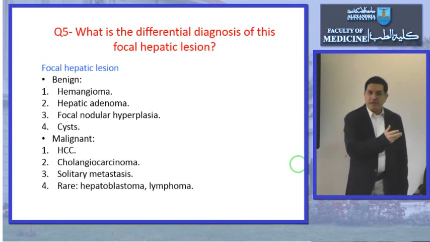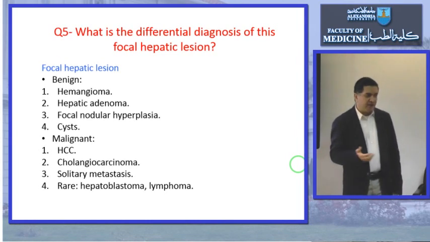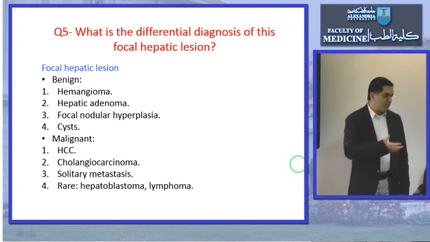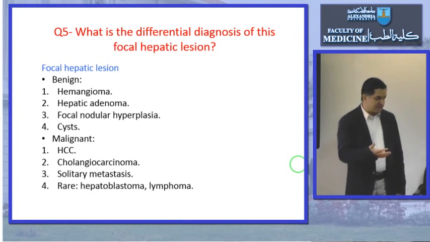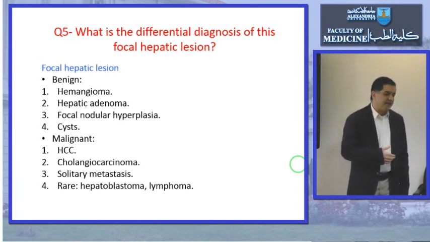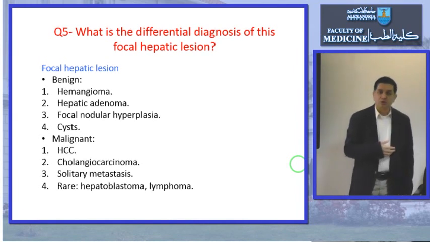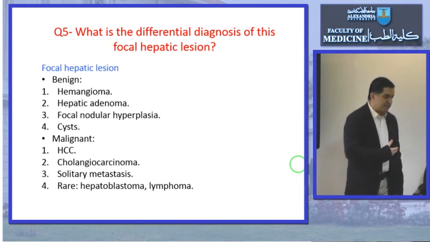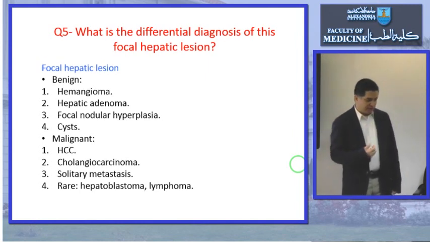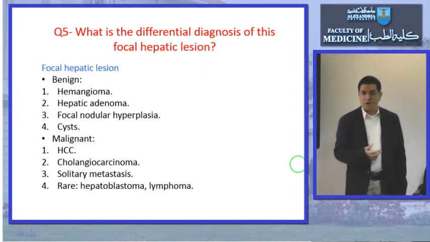Focal hepatic lesion can be benign lesions including hemangioma, hepatic adenoma, focal nodular hyperplasia, and sometimes cyst. Cystic lesions of the liver are actually of so many types, including simple cyst, hydatid cyst, cystic tumors, and so on. Malignant focal hepatic lesion, the most common is hepatocellular carcinoma. The second most common primary tumor of the liver is cholangiocarcinoma, and solitary metastasis, of course, is as well after HCC. Rarely you may find rare hepatic tumors, including hepatoblastoma, especially in children, or lymphoma.